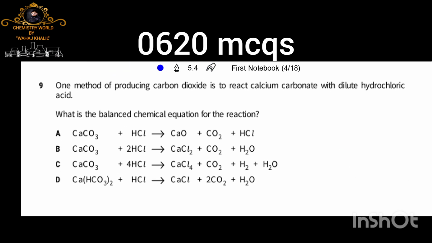MCQ number 9. One method of producing carbon dioxide is to react calcium carbonate with dilute hydrochloric acid. So this is a reaction between calcium carbonate, which is limestone, CaCO3, and hydrochloric acid. What is the balanced chemical equation for the reaction? Is it A, CaCO3 plus HCl goes to CaO plus CO2 plus HCl? The HCl is not balanced here. Option B, calcium carbonate plus 2HCl gives CaCl2 and so on. This equation is balanced and more precise. The third one is also faulty. So we can say that option B is the correct one. For MCQ number 9, it's B.